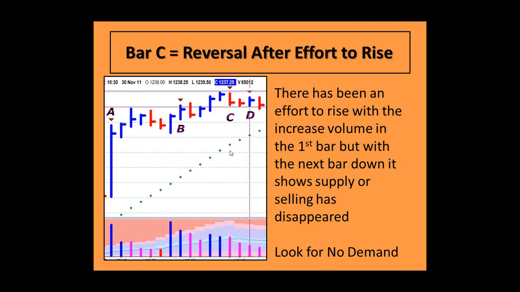Okay, and it says look for a no demand. Now, in bar D, I have my no demand. So that's looking pretty good. They're telling me to look for a no demand. Okay?